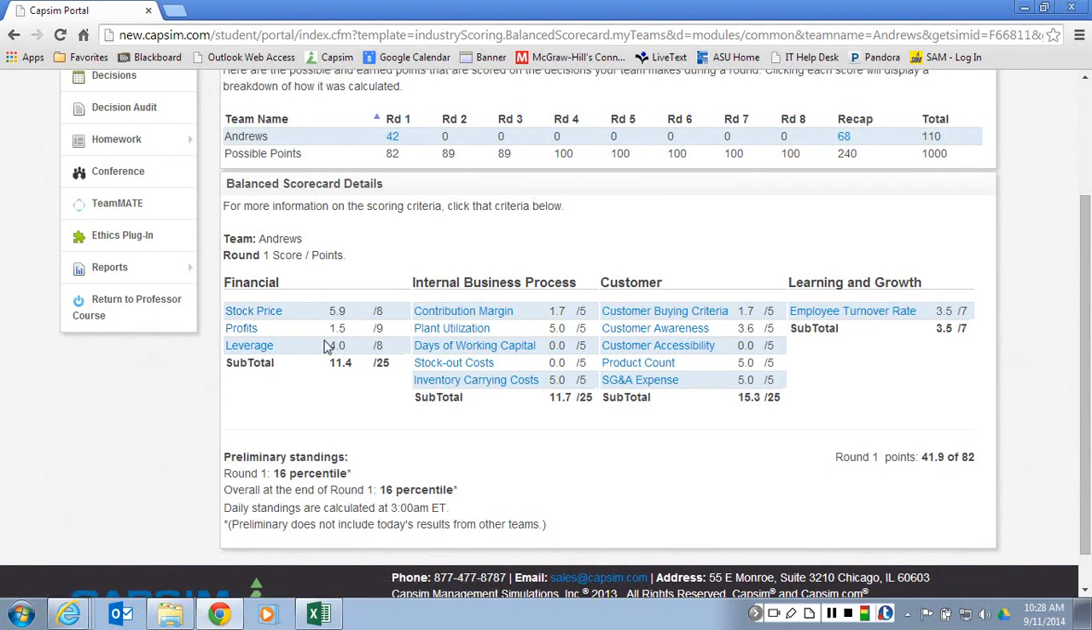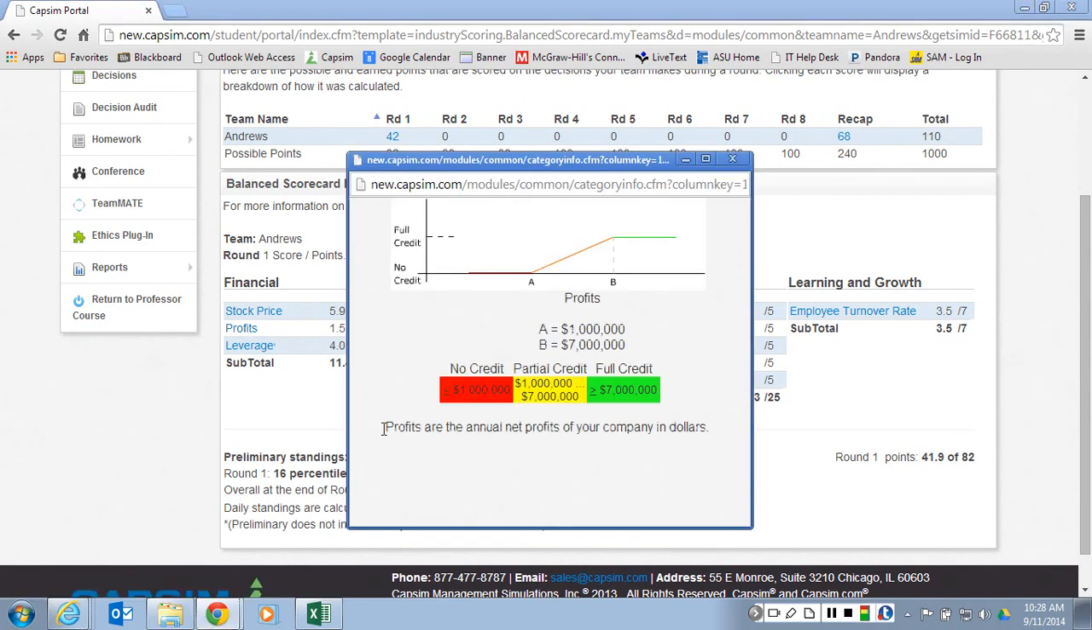Now we only got 1.5 for profits. So we come in here to profits, and it'll tell us what it is. If that's not enough explanation, then look it up or give me a call and let me know. Basically, to get any points we've got to get 1 million to 7 million. So if we're at 1.5, we're probably right in here. What am I talking about with how relative to other teams, and where do I see that?